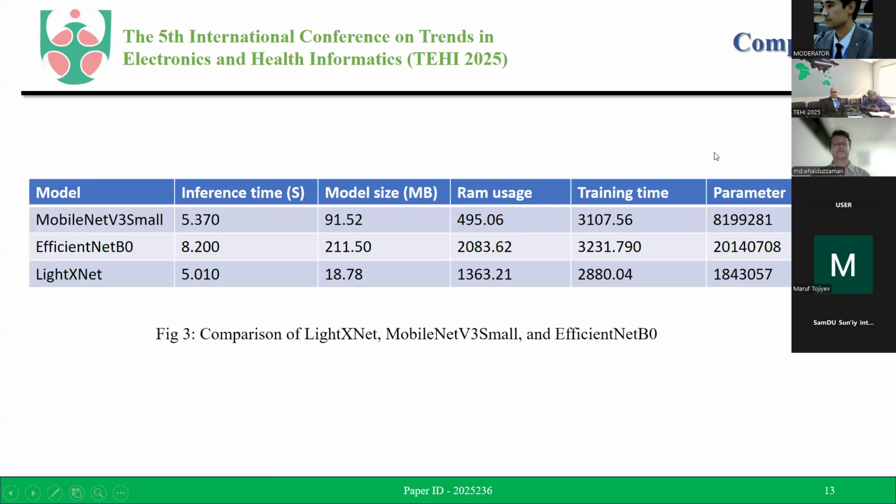Here is the model comparison. Here you see that LightXNet achieved the lowest value among all the others. That means it is deployable in low-resource areas, like the inference time. MobileNet V3 Small achieved 5.370 seconds, and EfficientNet B0 achieved 8.200 seconds, while our LightXNet achieved only 5.01 seconds. For model size, MobileNet V3 achieved 52 megabytes, EfficientNet B0 achieved 211.50 megabytes, and LightXNet achieved only 18.78 megabytes. It is very much less than the other models.